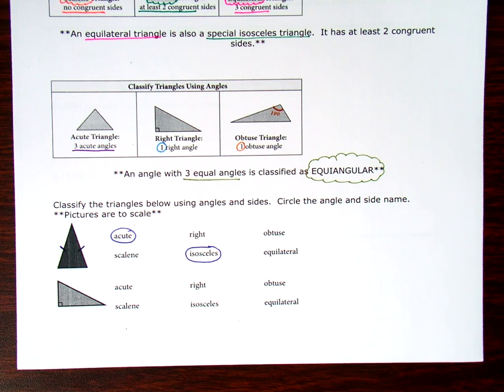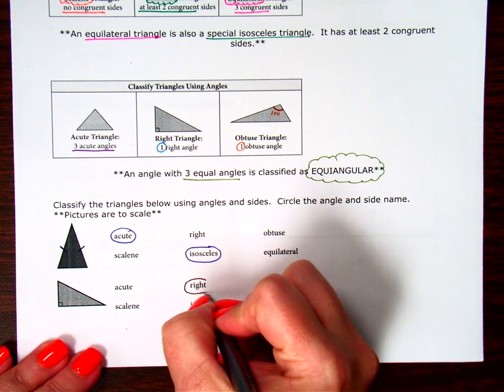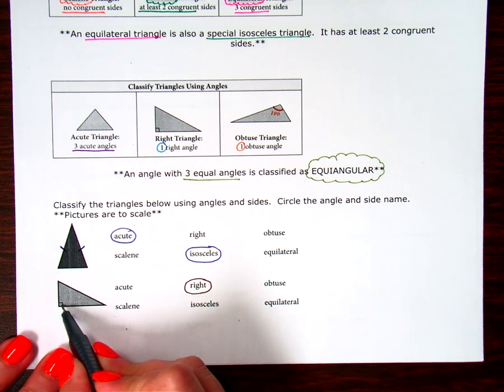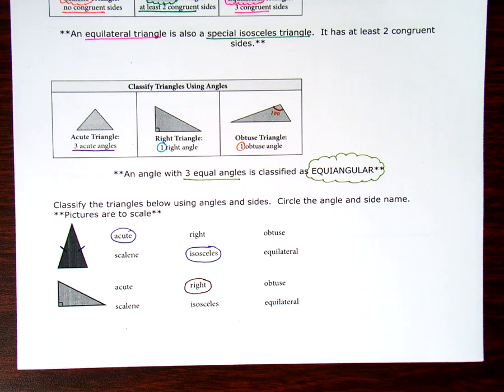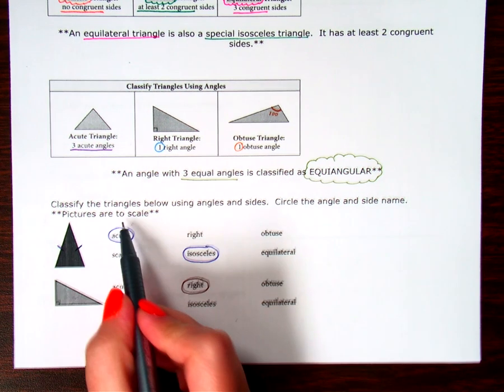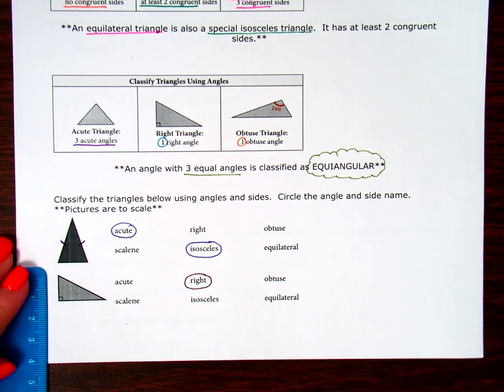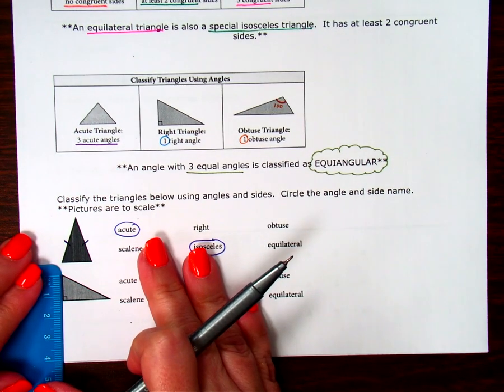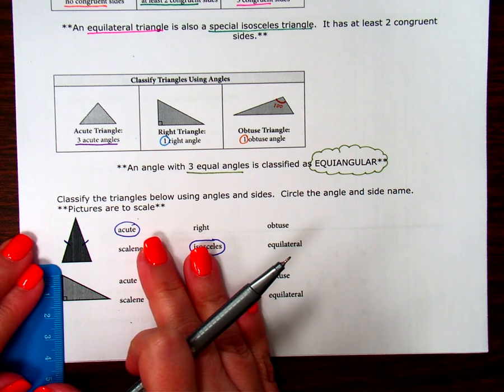Okay, let's look at this last one here. On the last one, I can see I have a right angle. So I don't even have to get out my protractor. Because of that little box, I know I have a right triangle. And since my picture is to scale, I can use my ruler to measure. So when I measure this side, I have about 1.2 or 1.3 centimeters.